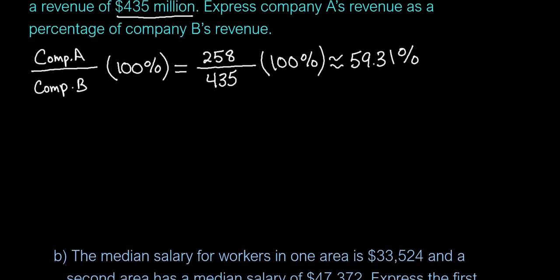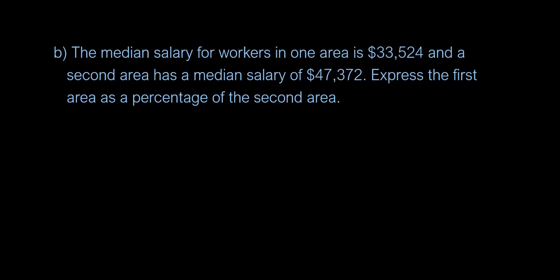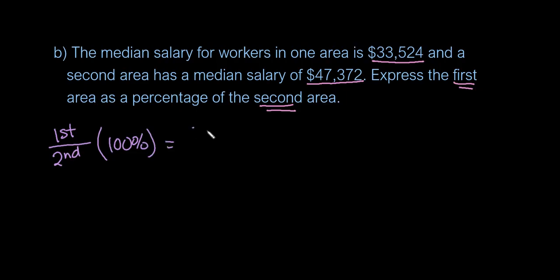Let's go ahead and try a different example with a different scenario. For this one, the median salary for workers in one area is $33,524, and a second area has a median salary of $47,372, and we want to express the first as a percentage of the second. If they change that around, you would do the reciprocal of what we're going to do. For this one, we're going to do the first area over the second area, and then multiply that by 100%.